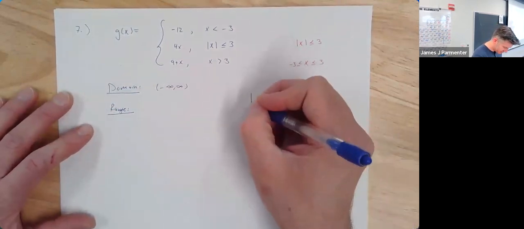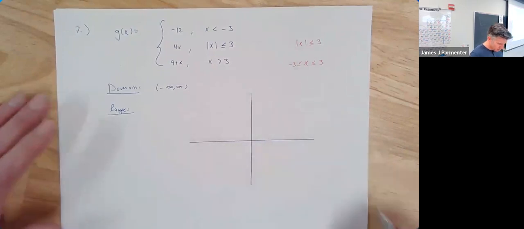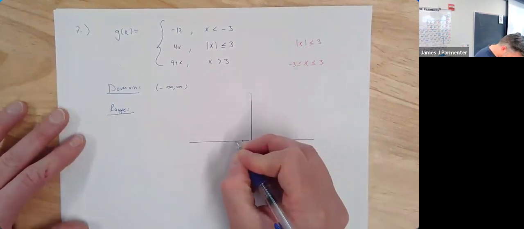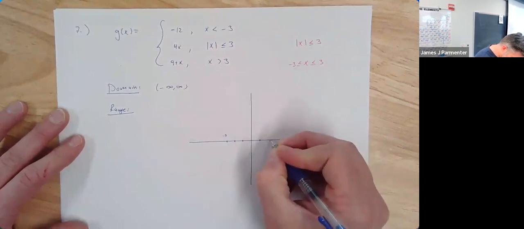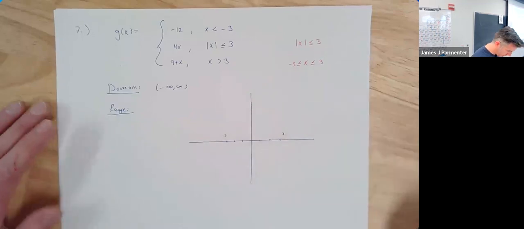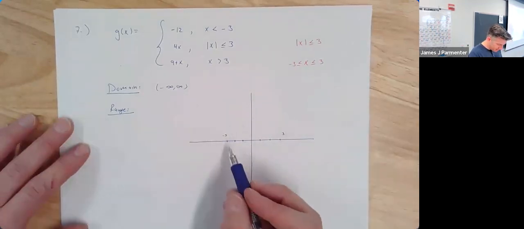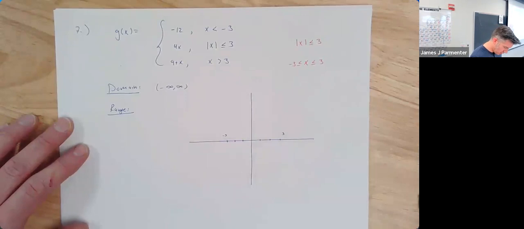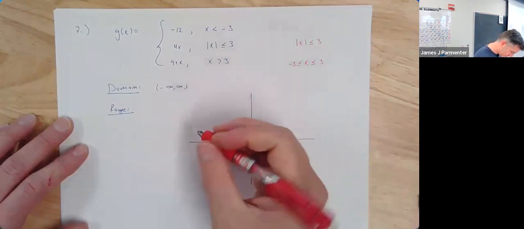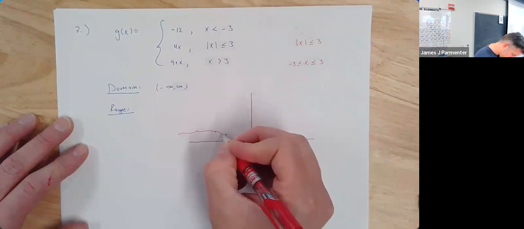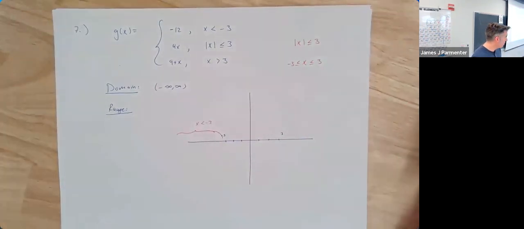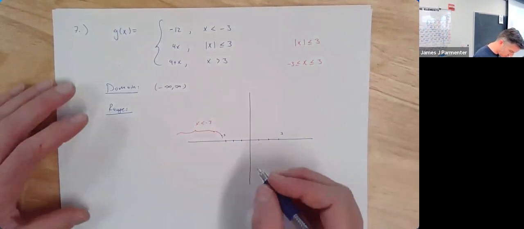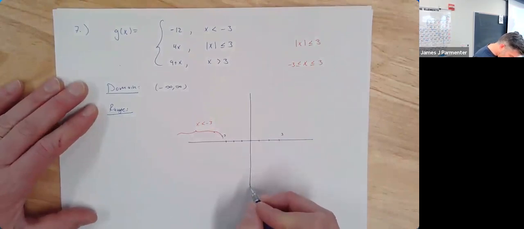let's graph this thing. And I'm going to kind of mark out what I think are important points here. So I know -3 is going to be important. I know +3 is going to be important. Okay. So to the left of -3, so over here, and x is less than -3, my function is -12, meaning it's just a horizontal line with a value of -12. That's kind of low. I'm just going to eyeball it.